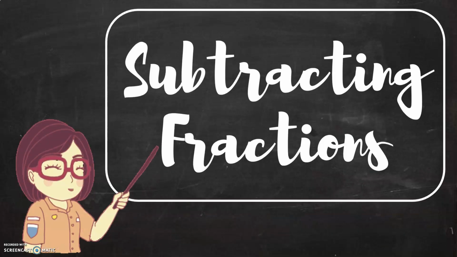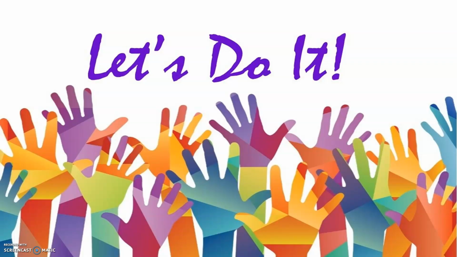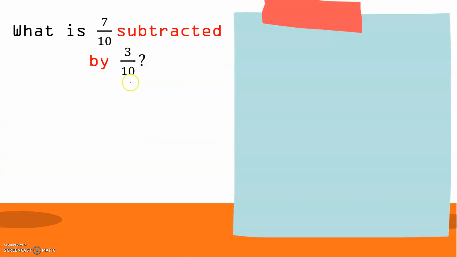Let's talk about subtracting fractions. Are you ready? Good. Then let's do these examples. What is 7/10 subtracted by 3/10? We have here similar fractions because they have the same denominator. Now, how will we subtract similar fractions?